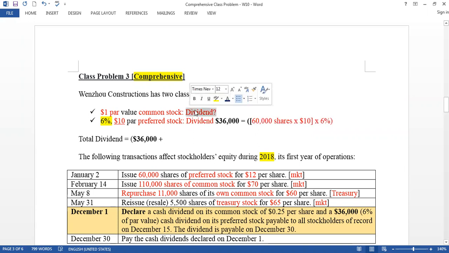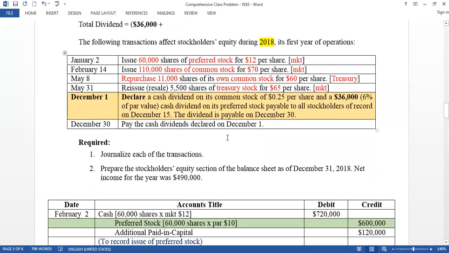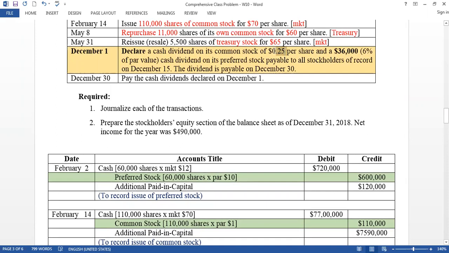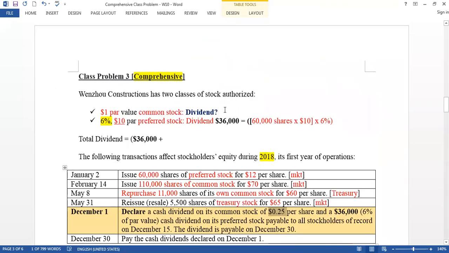Now we have to find out the amount of dividend for common stock. The question said that if you hold my common stock, for every common share you are going to receive $0.25. So the dividend formula for common stock is the number of common shares times this amount, since each share receives this dividend.